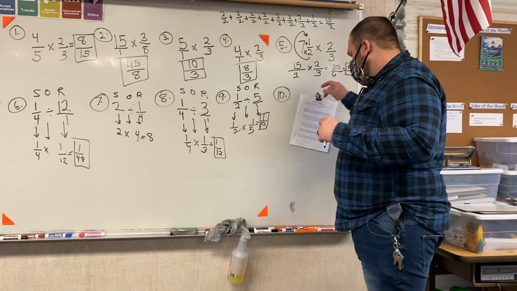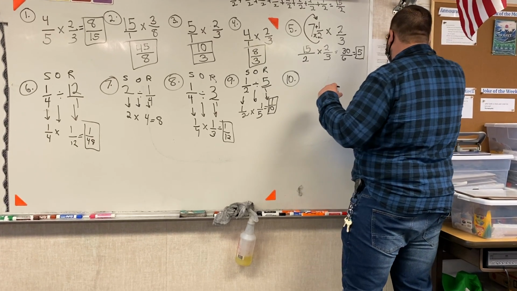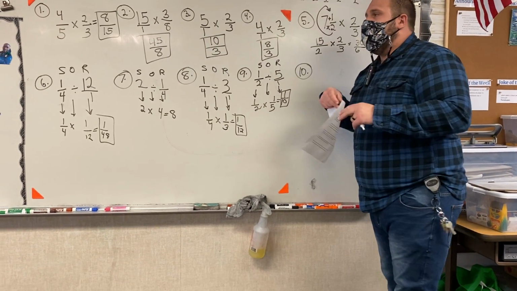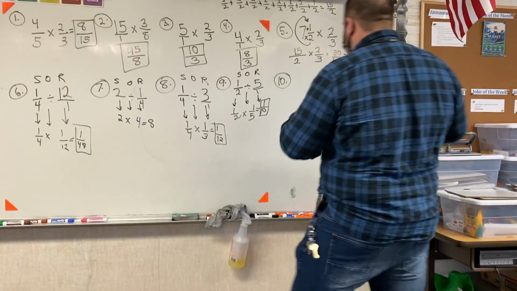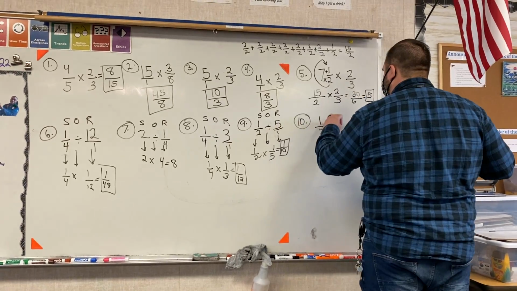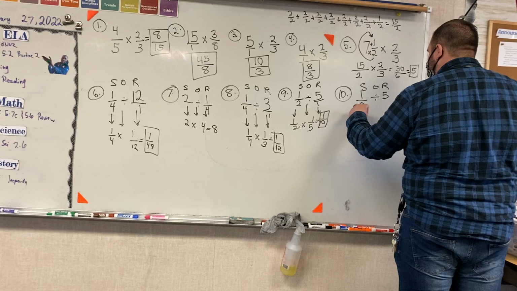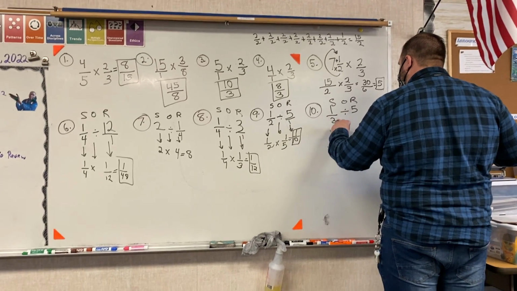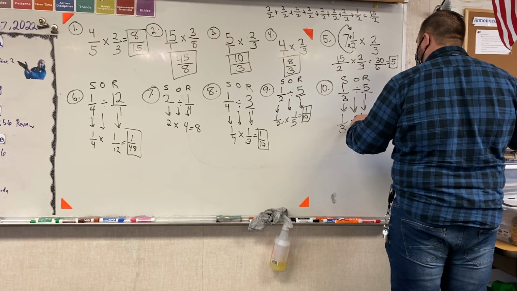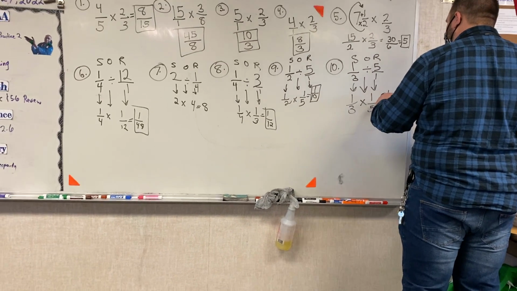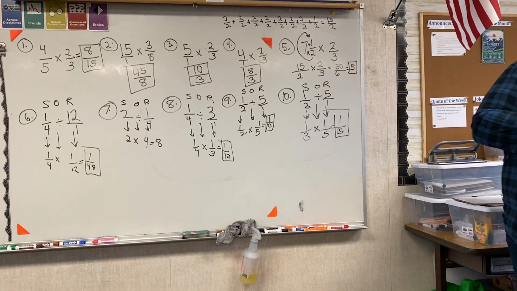Okay, number 10. How much cheese will each person get if 5 people shared 1/3 of a pound of cheese equally? Are we dividing the 5 people or the 1/3 pound of cheese? The 1/3 pound of cheese, yes. 1/3 divided by 5. Same, opposite, reciprocal. 1/3 stays the same. Opposite of division is multiplication. 5, which is 5 over 1, changes to 1 over 5. Then you multiply. 1 times 1 is 1. 3 times 5 is 15. 1 over 15 is your final answer.